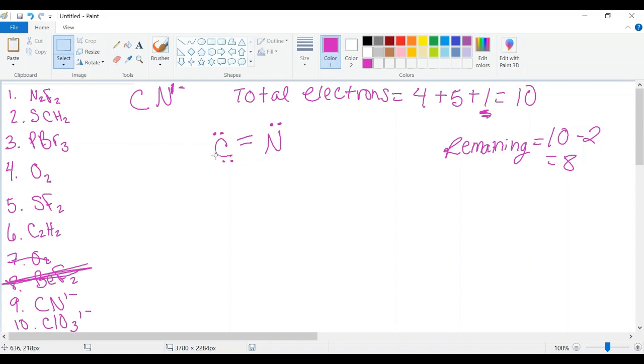So carbon needs to loan out another 2 to share. We're going to take these 2 off the bottom, and I'm going to turn those into a bond as well. So now I have the same number of electrons that I started with, 2, 4, 6, 8, 10, and carbon has an octet and nitrogen has an octet, so everybody's happy.